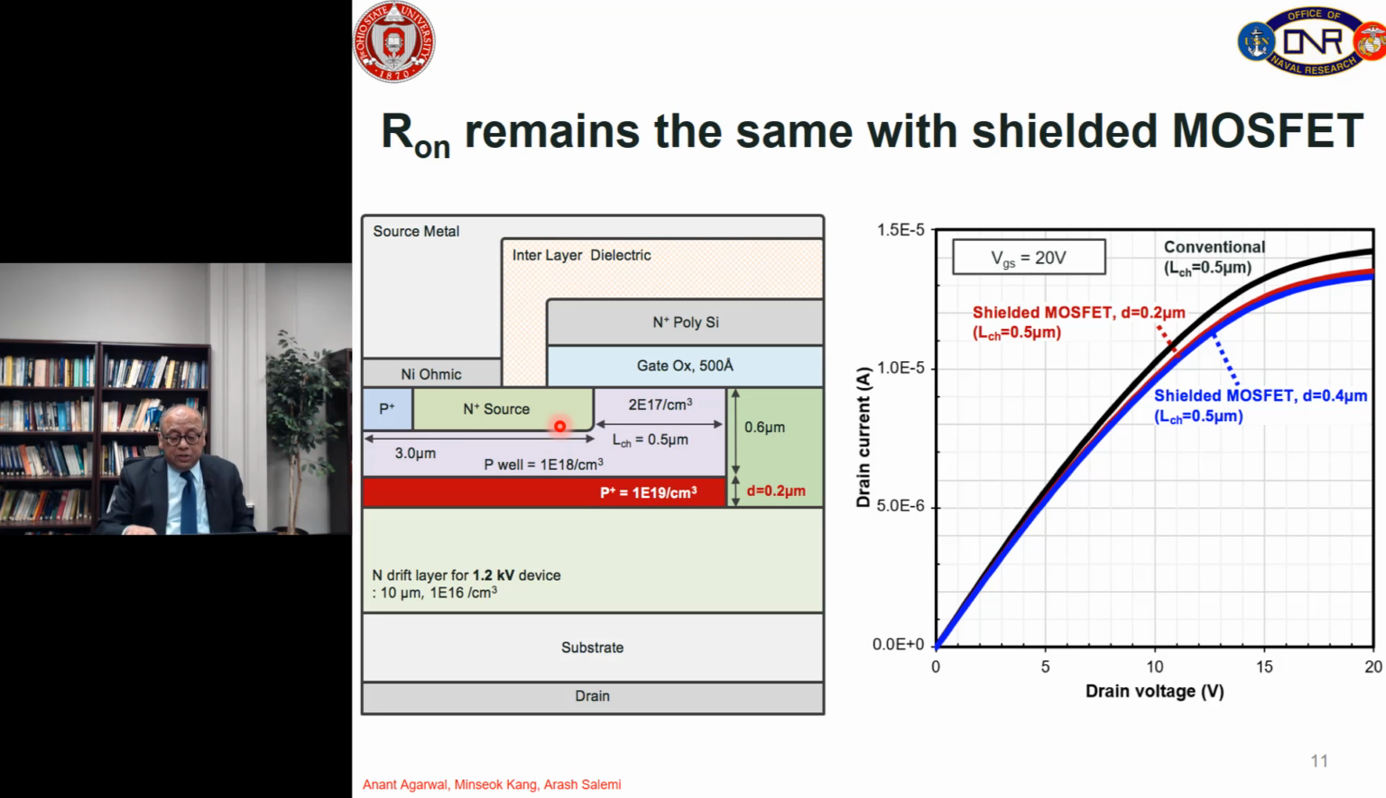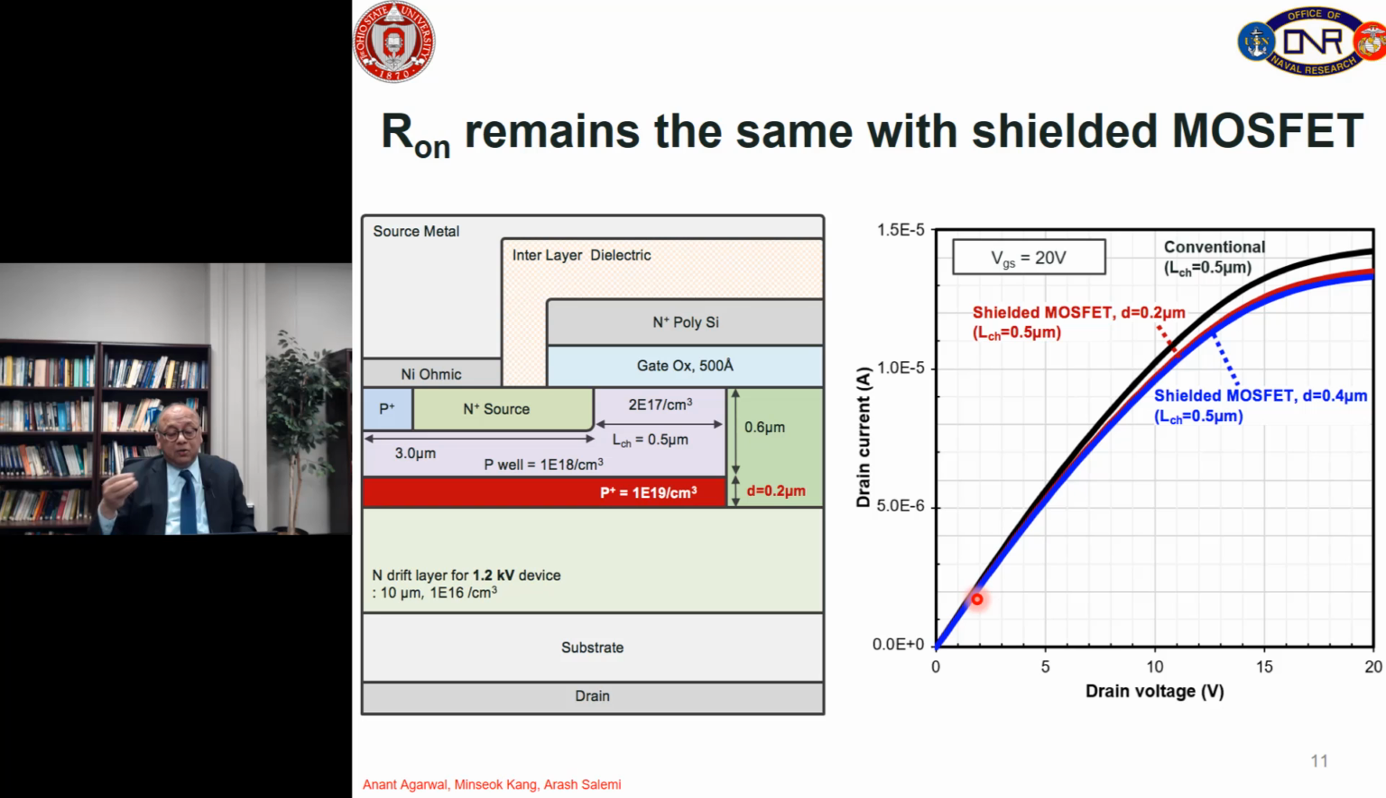And if you look at the on resistance at low drain voltages for conventional structure versus shielded MOSFET structure, both for half a micron channel length, basically there is no effect on the on resistance because we will be operating somewhere at 1.5 to 2 volts, so right here somewhere. So here there is no effect.